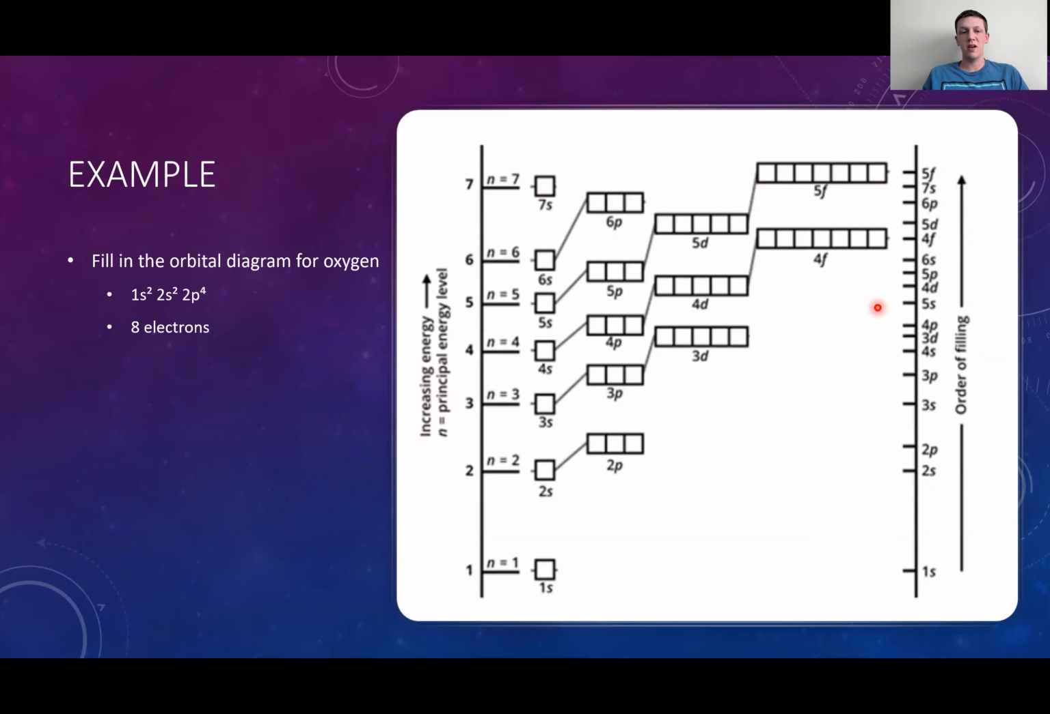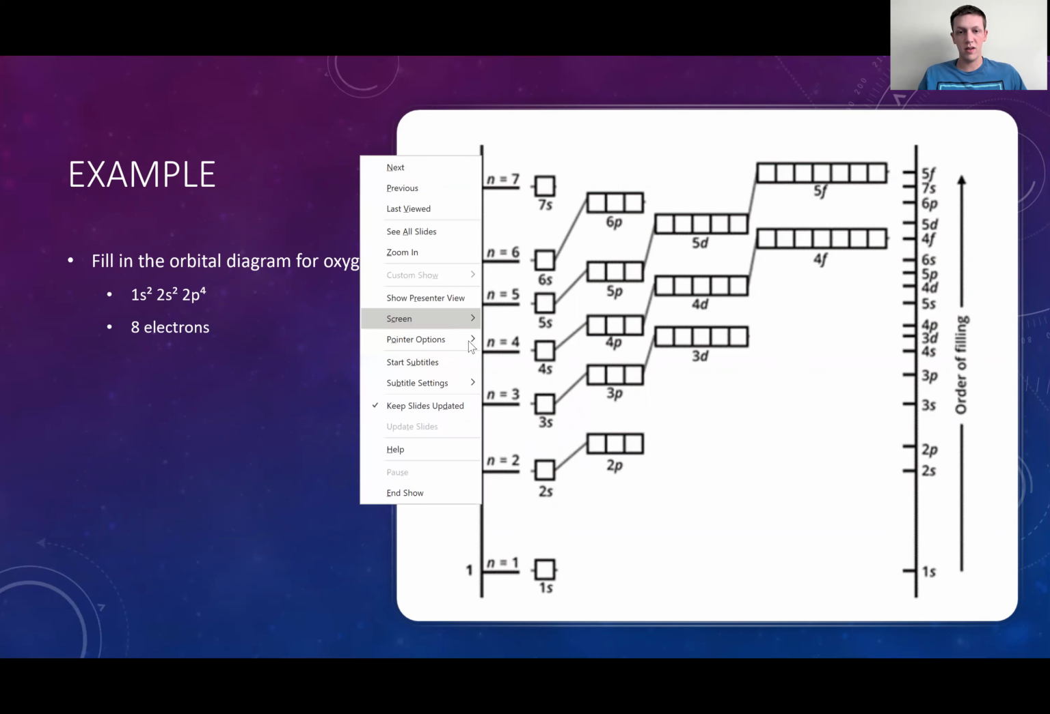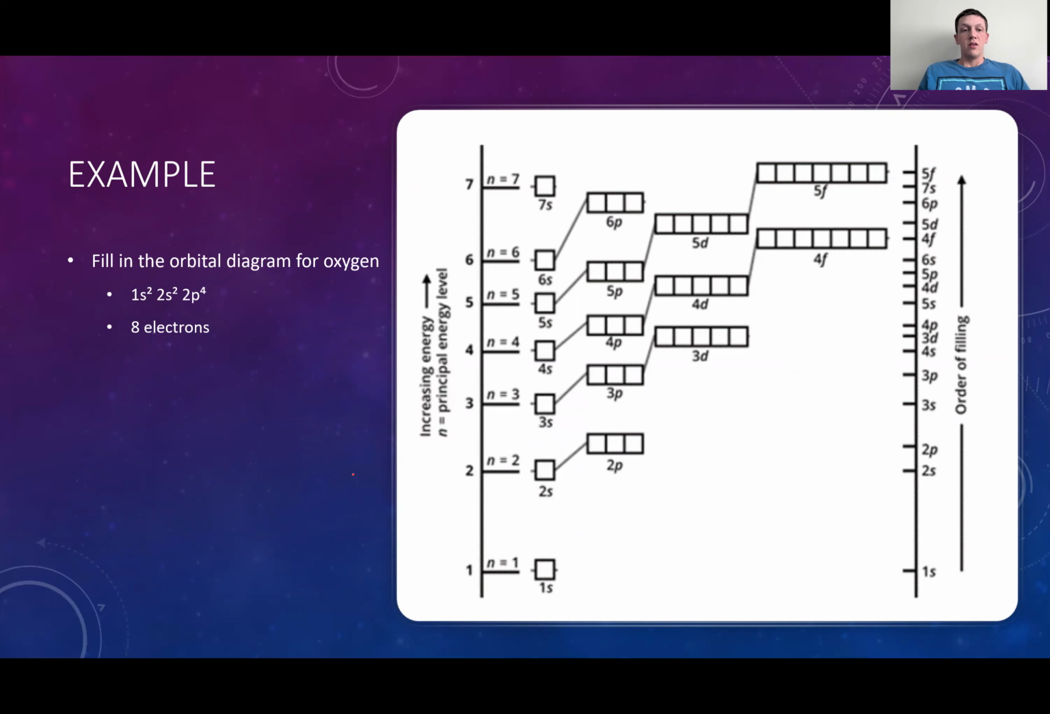Just a quick example with this: it says fill in the orbital diagram for oxygen. Here I've included the electron configuration for oxygen, so it's 1s2, 2s2, 2p4. And just to make it simple, I wrote 8 electrons, that's how many oxygen has. So in this chart here, let's say you know that there's 8 electrons. I'll switch over to my pen and start from the bottom and work my way up.